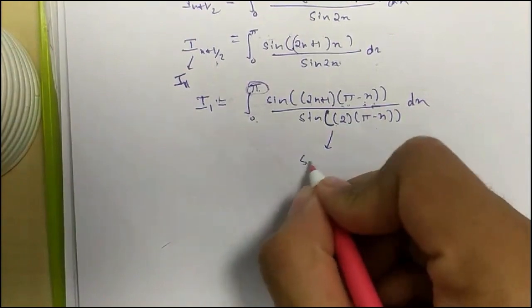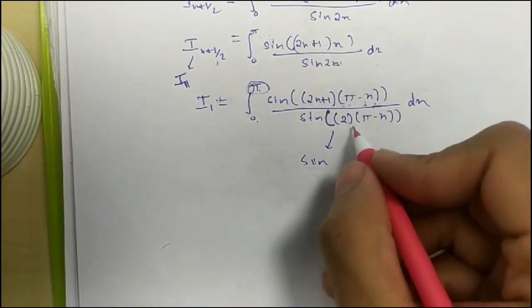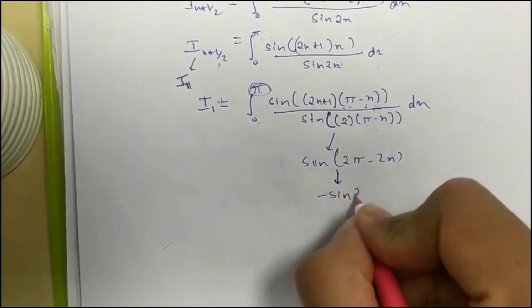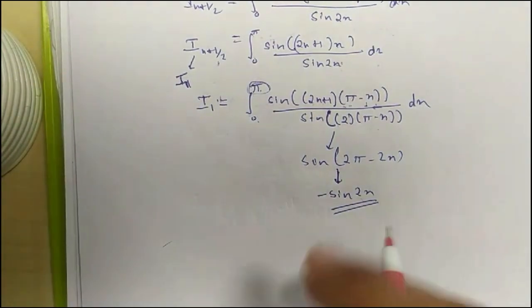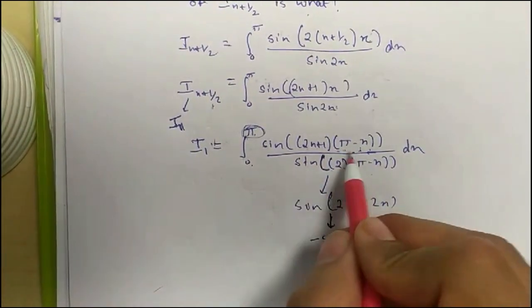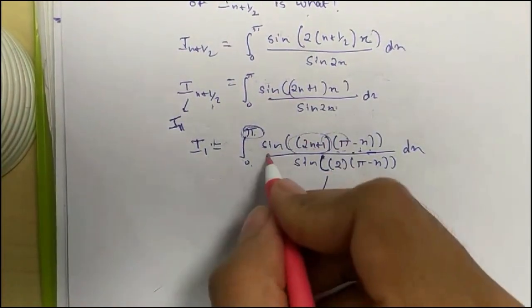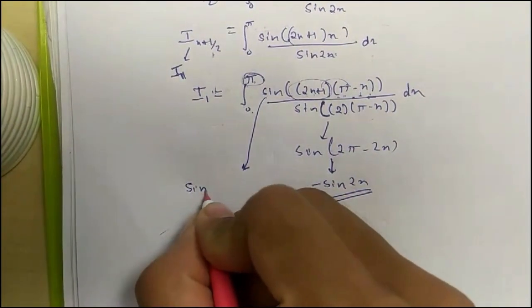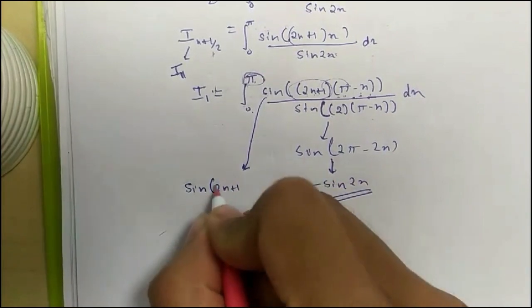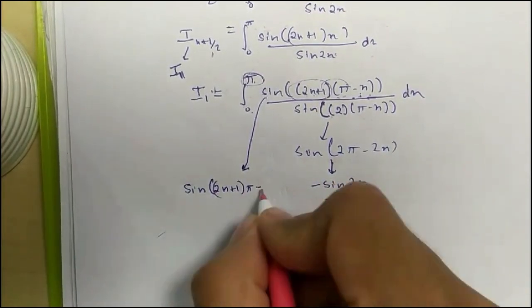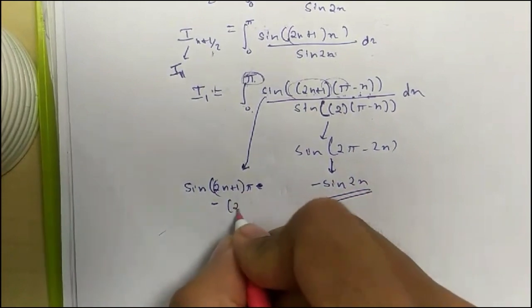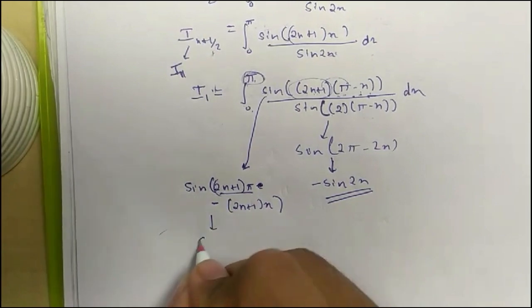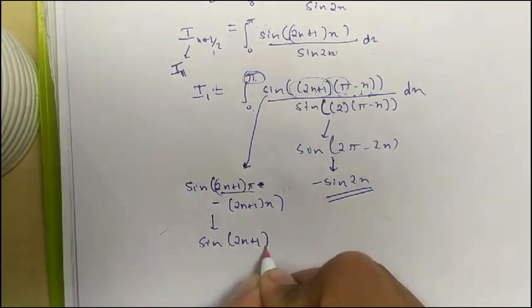So basically if you observe this, then this is simply sin(2pi - 2x), which is -sin(2x), right? And if you observe this, then this is basically an odd multiple of pi. Like if I write it here, let me show you: sin((2n + 1)pi - (2n + 1)x). So basically it is an odd multiple of pi, so this would simply evaluate to sin((2n + 1)x).